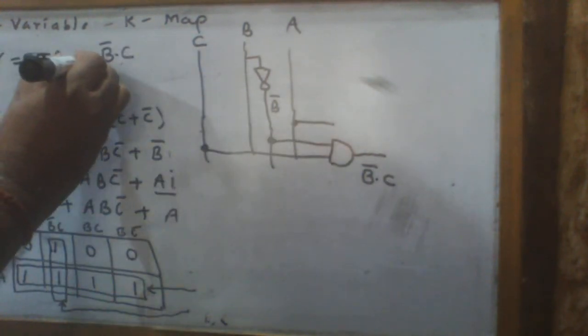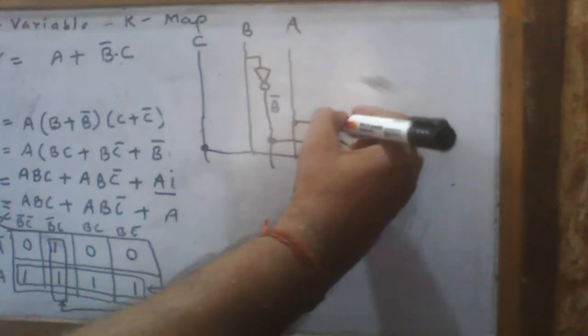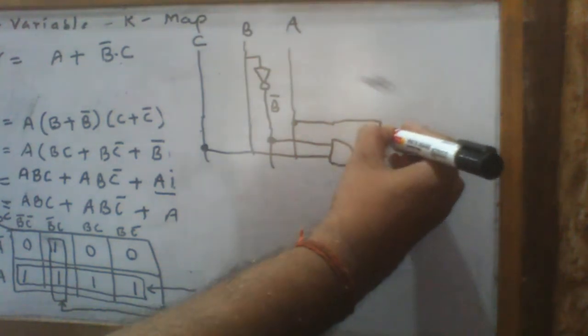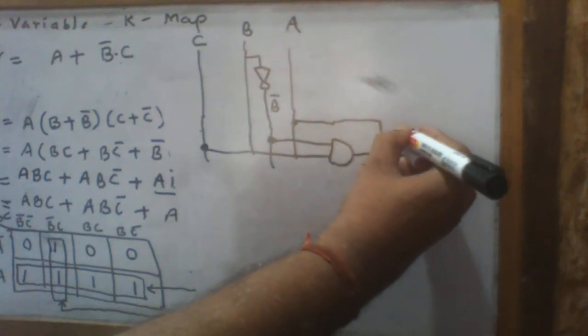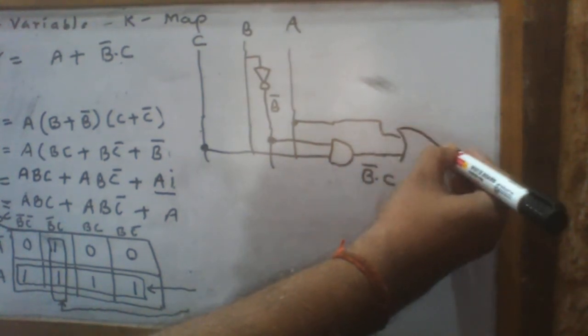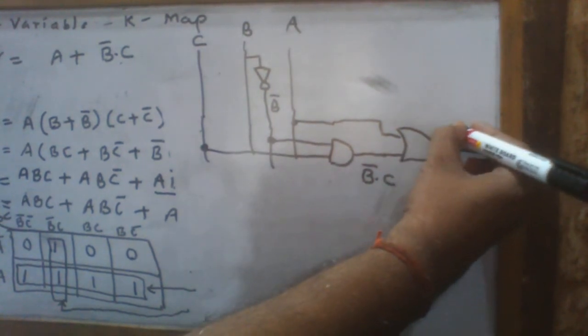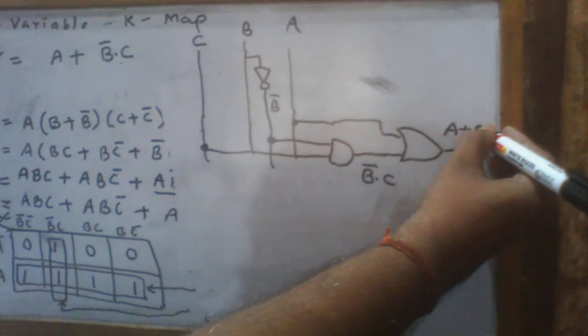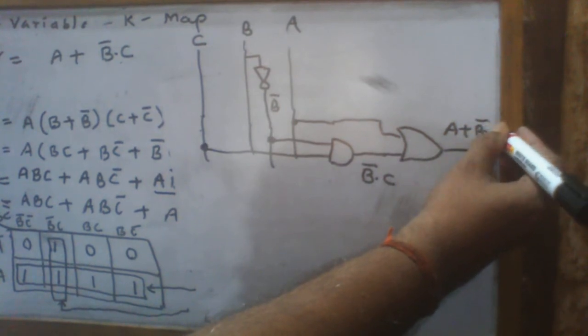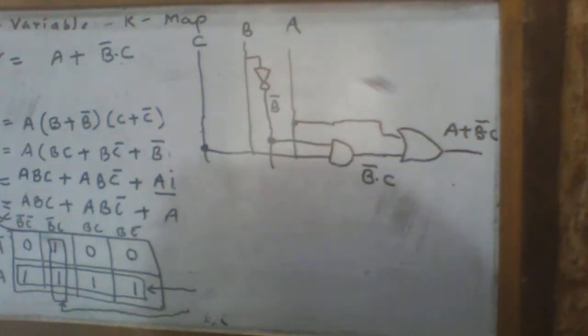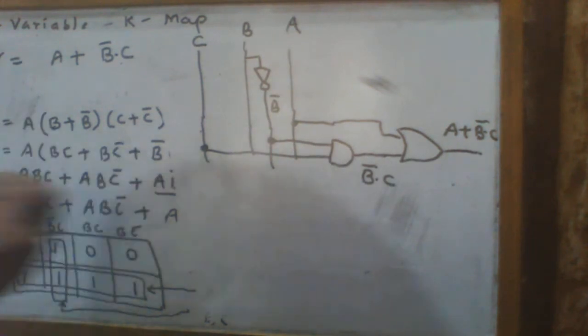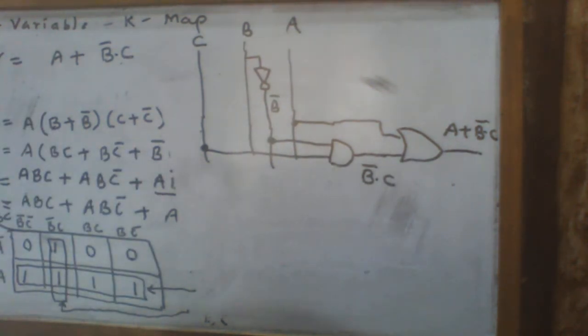It is A plus B bar C. This is A and it is added. Therefore I will add an OR gate here, and the equation will be A plus B bar into C. This is the final circuit diagram of the given equation, and in this way a 3 variable K-map can be solved. Okay.